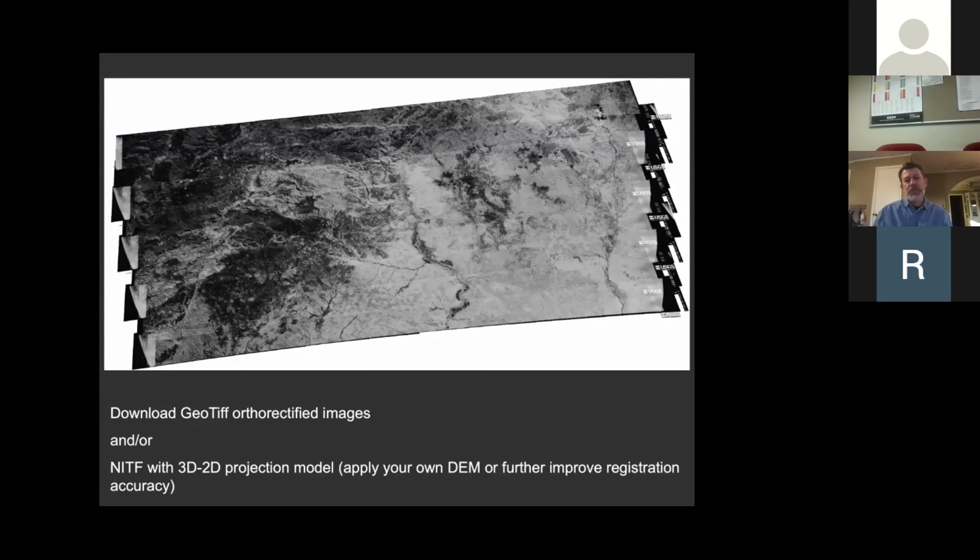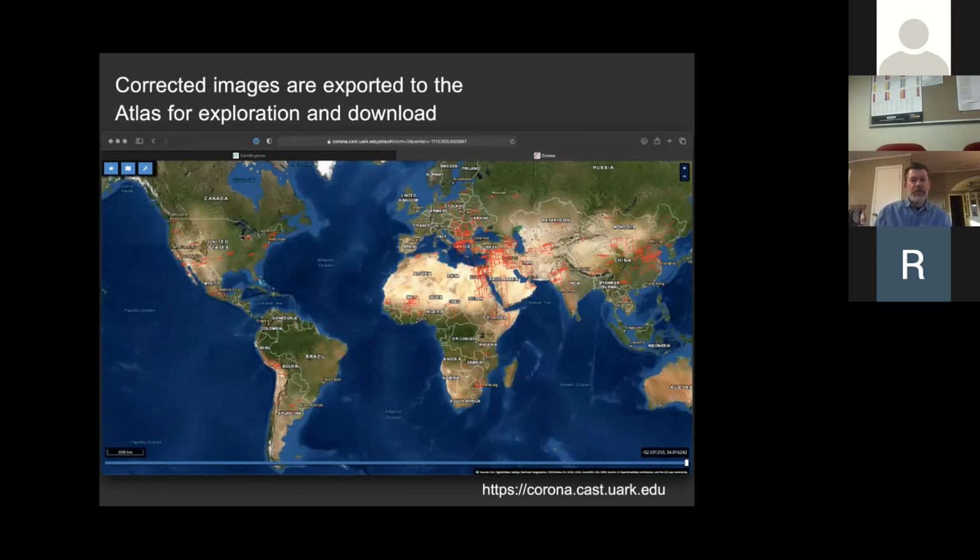But in order to orthorectify it, we really need a 3D to 2D projection model, and that's what's available in the NITF version. So the advantage of downloading that version from the atlas is that you can apply your own DEM or improve the registration process in an application like QGIS or ArcGIS or ENVI or whatever application you might have. And besides QGIS, there are a couple of other open source tools to do that. So, once that's done and it satisfactorily passes the QA/QC process, quality assessment and quality control, it can be pushed to the atlas to be available for everyone else.